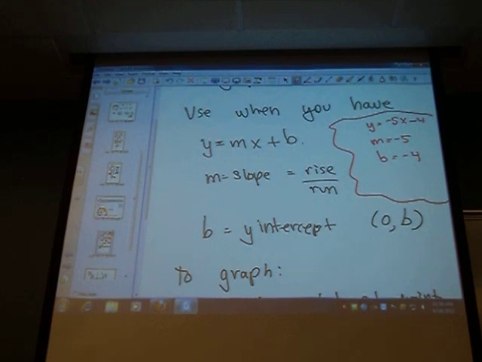Sometimes they're not in that order, but m always has the x with it. It's always mx, and then b is just b. B is always your y-intercept, and m is always your slope. So this equation gives you everything you need to know.